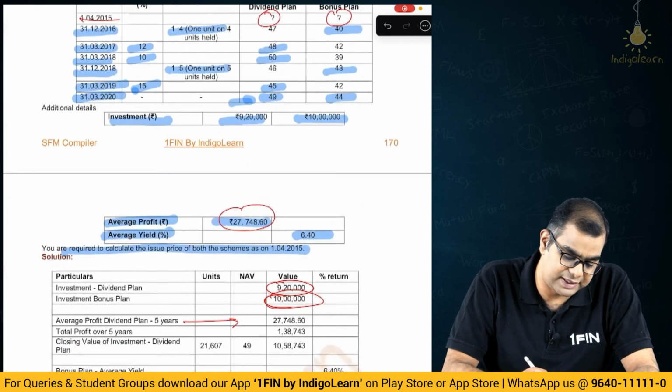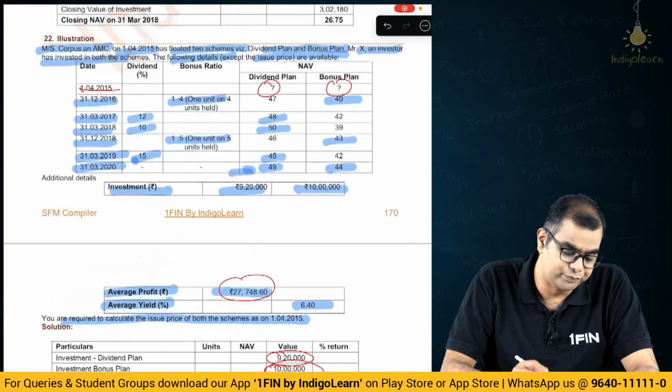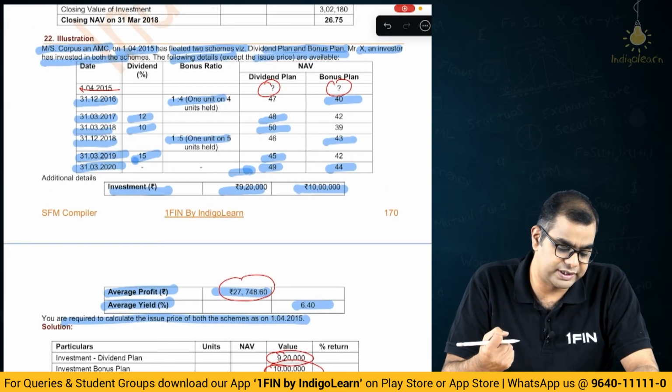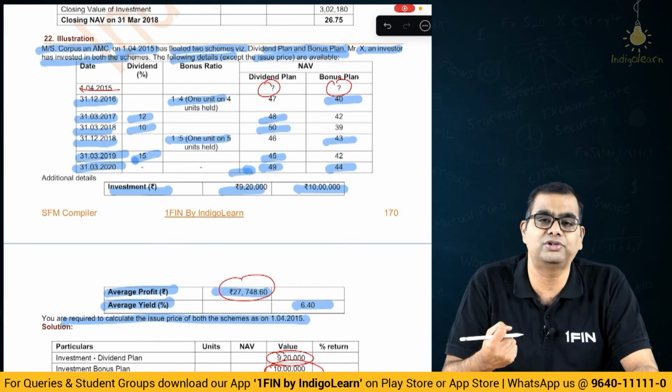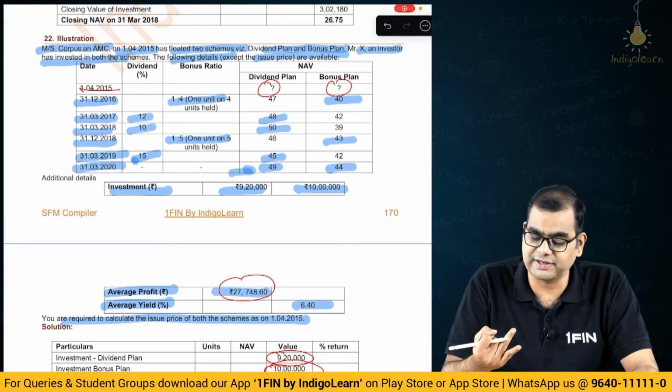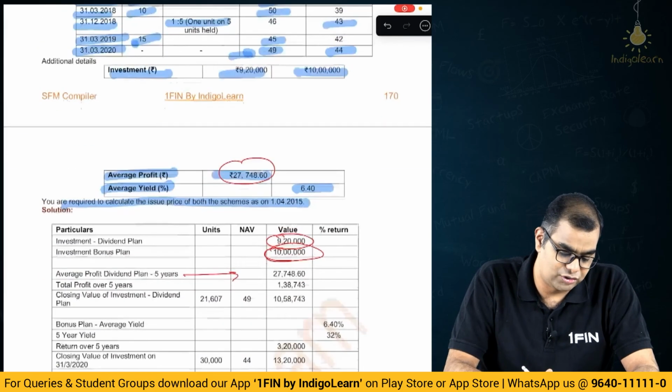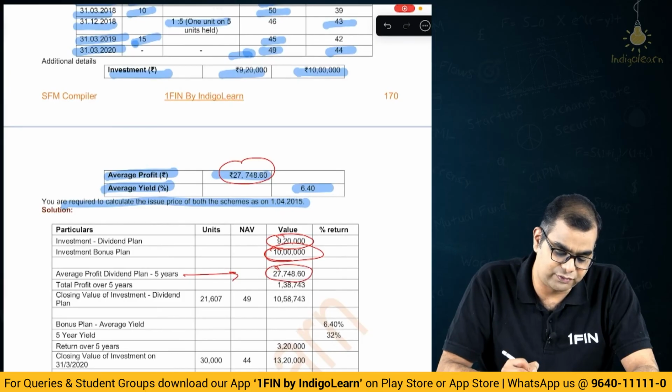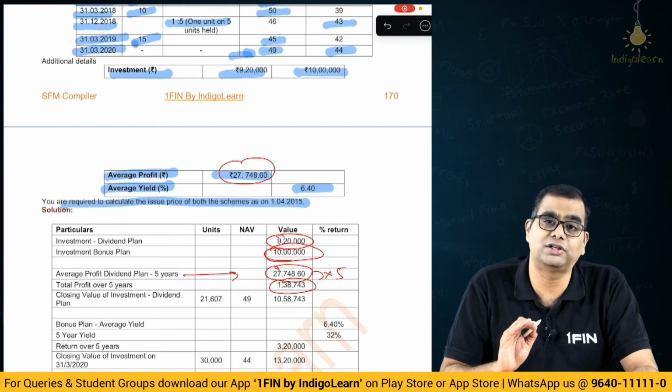The first one was the dividend plan. Average profit over what period? You invested on 1st April 15 and the closing date is 31st March 20: 15 to 16, 17, 18, 19, 20, 5 years. So for 5 years, you got an average profit of 27,748.6. Multiplied by 5, you get 1,38,743. This is the total profit.